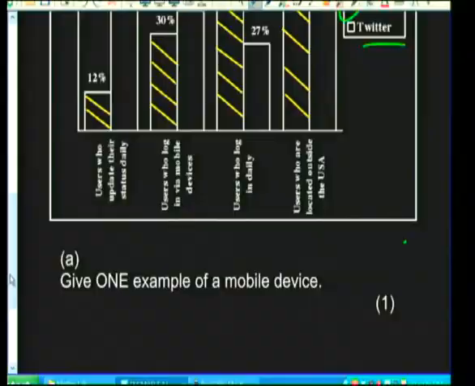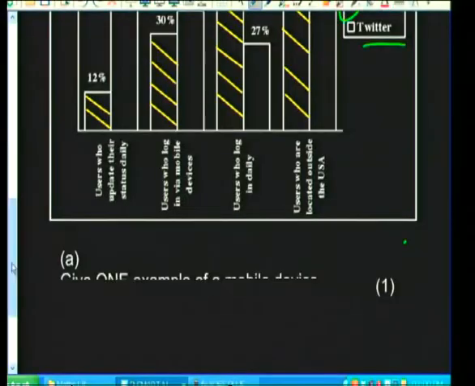Right. Now we've looked at these graphs, we've tried to make sense of them, and now we're going to look at the actual question. The first question is, give one example of a mobile device. Well, guys, the first one that comes to mind straight away, to me anyway, is a cell phone. So a cell phone is a good example of a mobile device. I'm sure you can think of 2 or 3 others. I'm rather old, so I'm not into all this technology. But you young guys who use it on a daily basis, I'm sure you've already got 2 or 3 other examples as well.